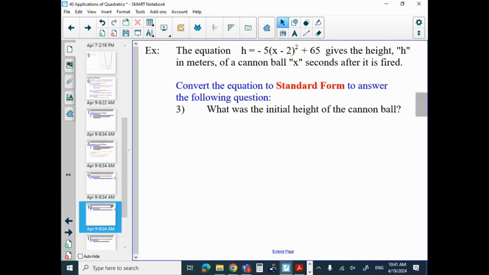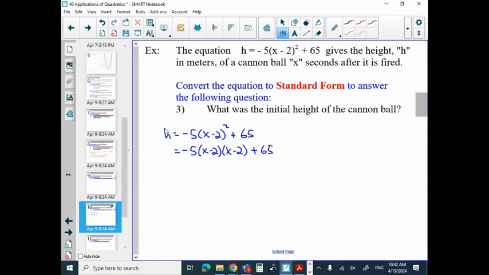Next question was to convert to standard form, and then based on that, we could answer what the initial height was. That's because when we multiply this out, we get standard form, and standard form always has that initial height at the end, which we originally called the y-intercept, right? In an application question, instead of saying what's the y-intercept of the cannonball, they say what was the initial height. So we're getting a chance to see what kind of wording is used for the application version of the math processes that we know.